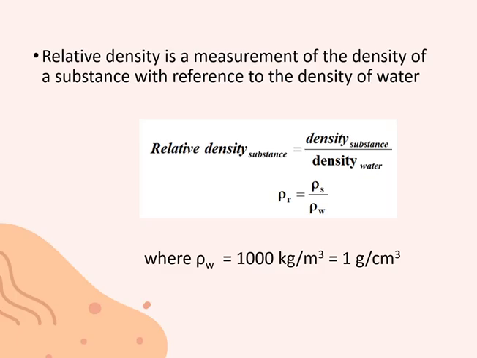Relative density is a measurement of the density of a substance with reference to the density of water. As we can see from the formula, relative density is the ratio of the density of a substance to the density of water, which we can write as ρr equal to ρs over ρw, where ρw is 1000 kg per cubic meter equal to 1 gram per cubic centimeter.